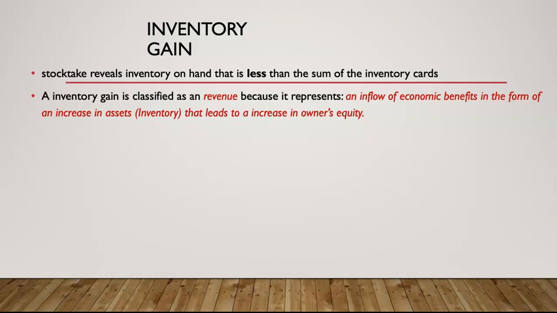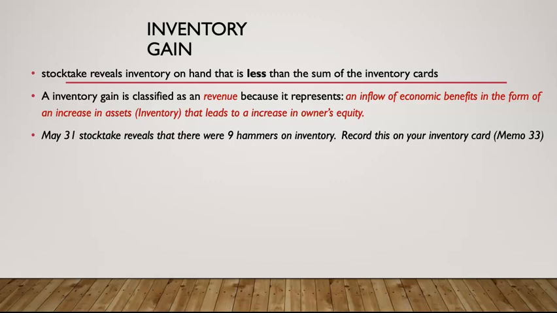And this is because, again, it meets the definition of revenue. It is an inflow of economic benefit in the form of an increase in assets. Our inventory is going up. And this inventory going up is going to lead to an increase in owner's equity. Our profit is going to go up. So let's have a look. Instead of thinking there was 5, we actually do another stock take and it reveals there was 9.